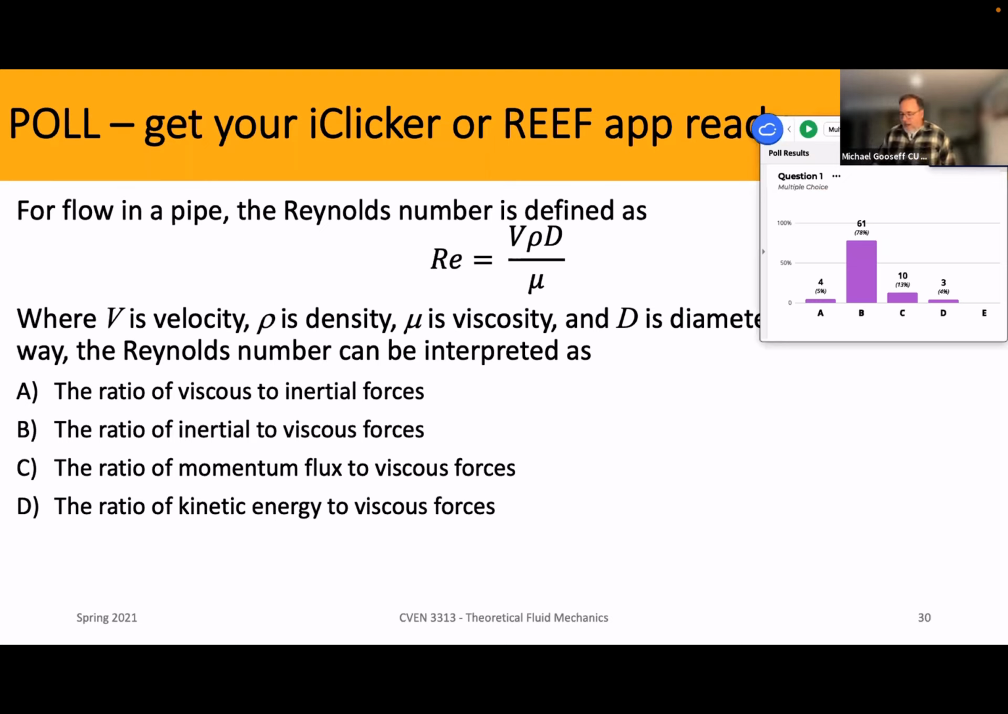All right. Looks like the most popular vote here, and I appreciate that E was not one that anybody chose, but the most popular was B, the ratio of inertial to viscous forces, which is indeed correct. This is our inertia because we have V involved, and then, of course, viscosity is in our denominator there. It's in the name of the item that's there.